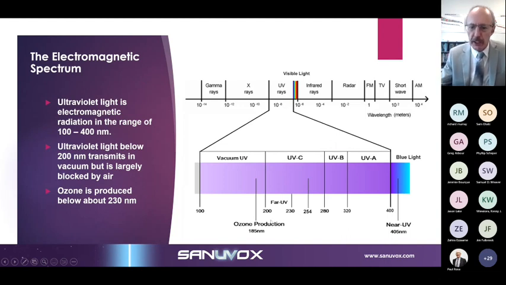Now, ozone production occurs at about 185 nanometers and above. Vacuum UV below 200 nanometers does not penetrate air very well. And in fact, it almost immediately forms ozone and hydroxyl radicals. So the ozone literally seems to come right off the glass. UVB and UVA are of less interest to us, as is near UV at 405 nanometers, and that is a range that we also call blue light.